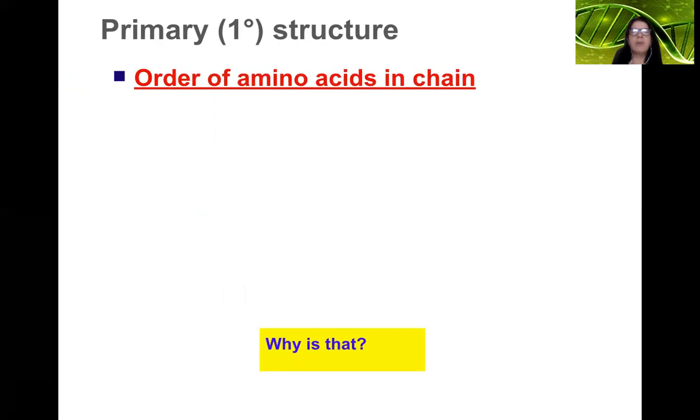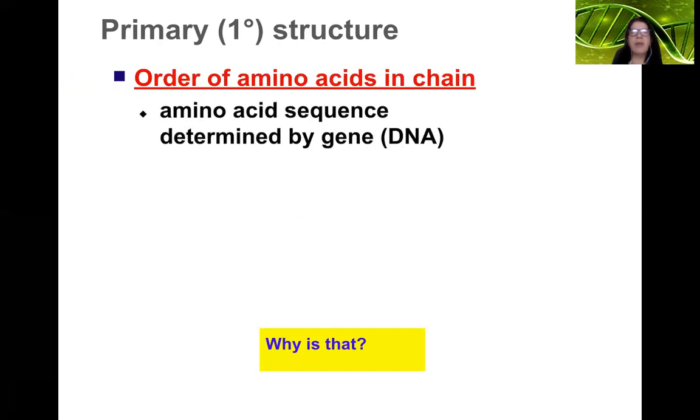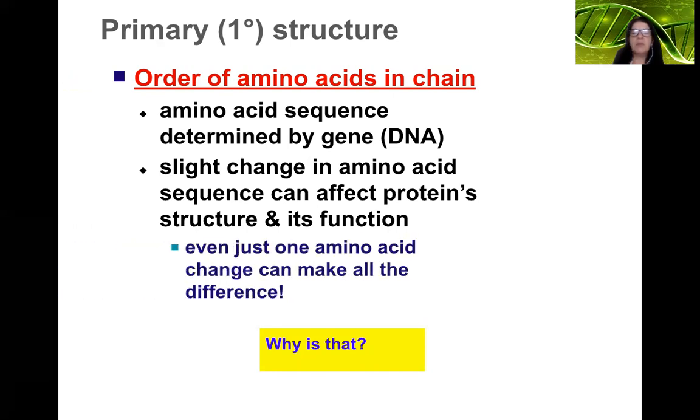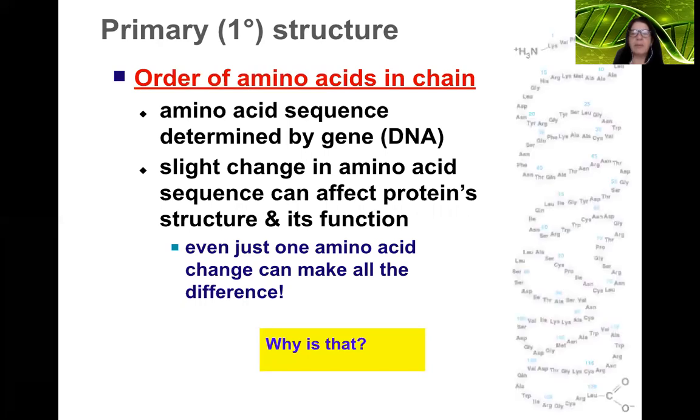Okay, so primary structure. It's the order of amino acids in a chain. The amino acid sequence is determined by the gene. It's written in our DNA, remember that. Even a slight change in amino acid sequence can affect the protein structure and its function. Even just one amino acid change can make all the difference. And we're going to explore why that is when we do some protein building and modeling.